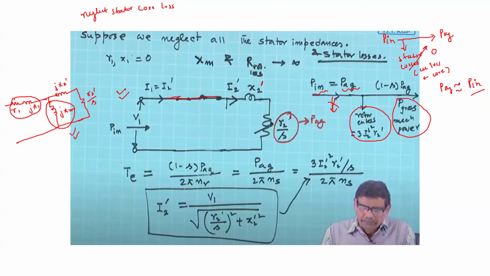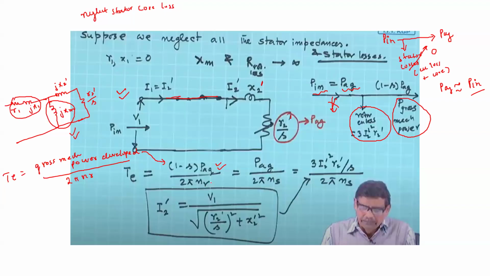So we know the gross mechanical torque developed. It is the gross mechanical power developed divided by 2 pi N_R. And we have seen that the gross mechanical power developed is equal to (1 minus slip) times the air gap power. We have seen this in the earlier class. So this is what we get.